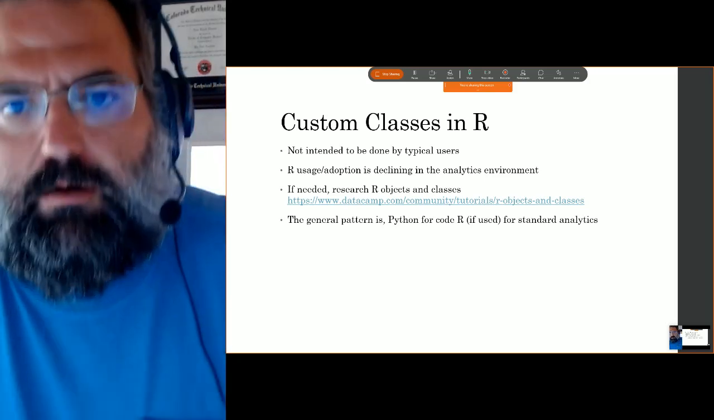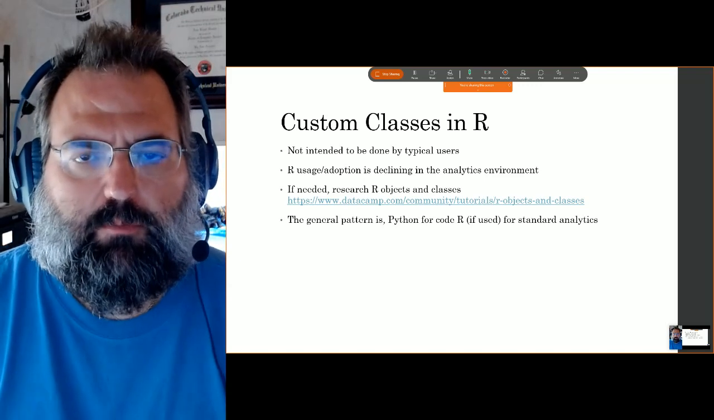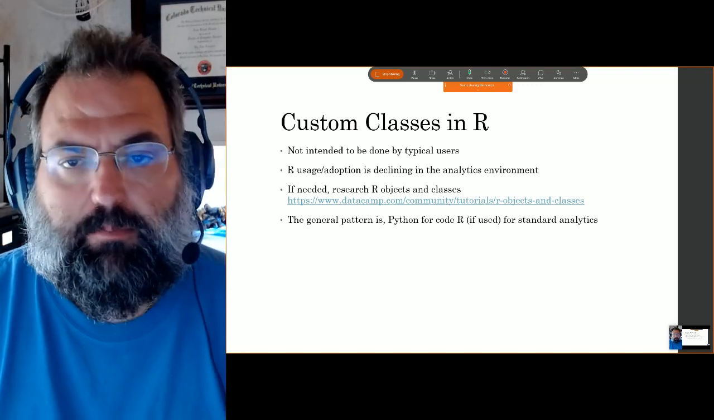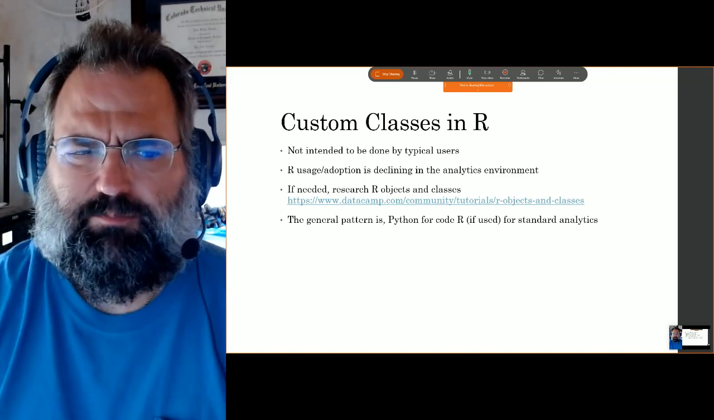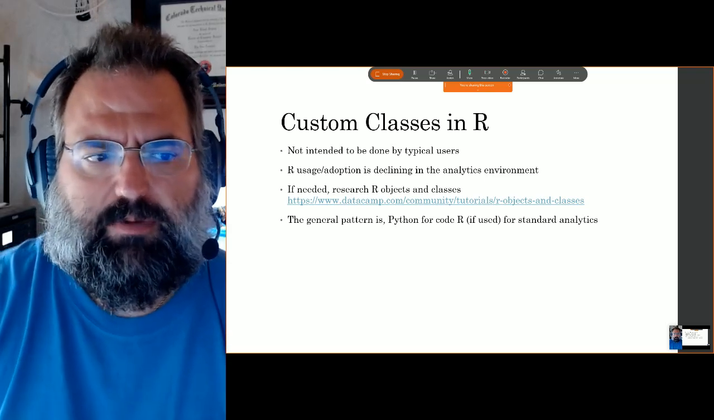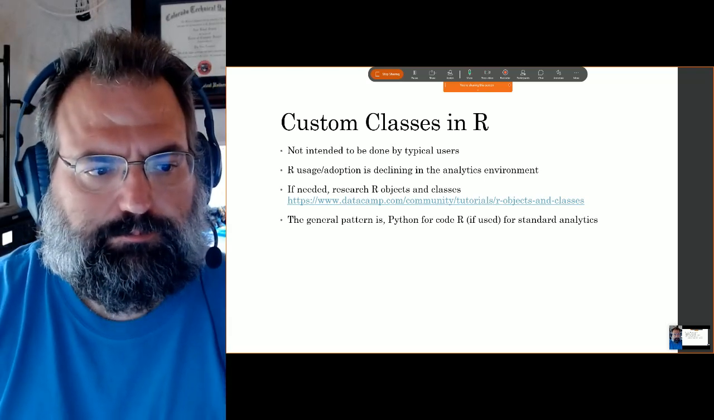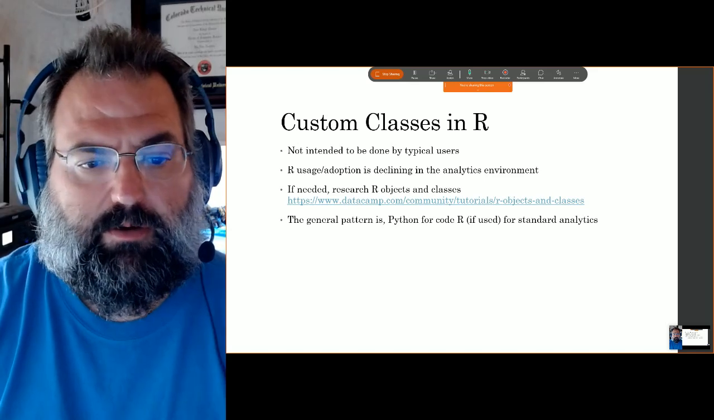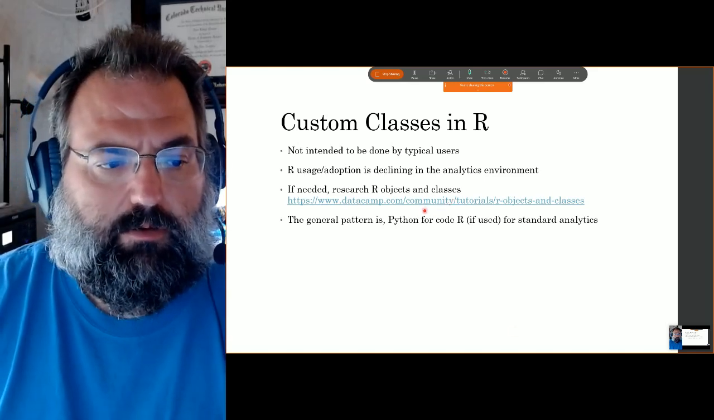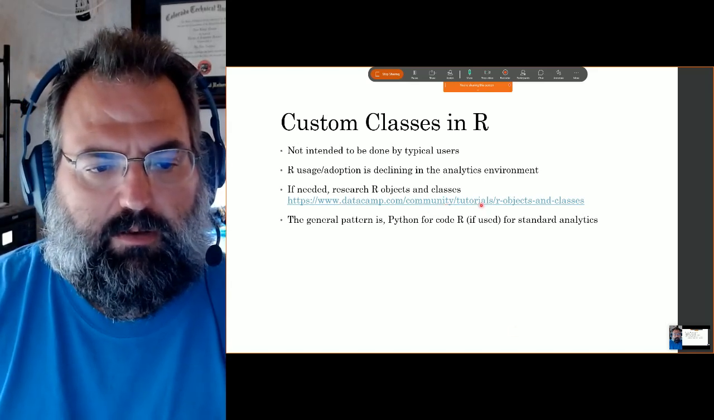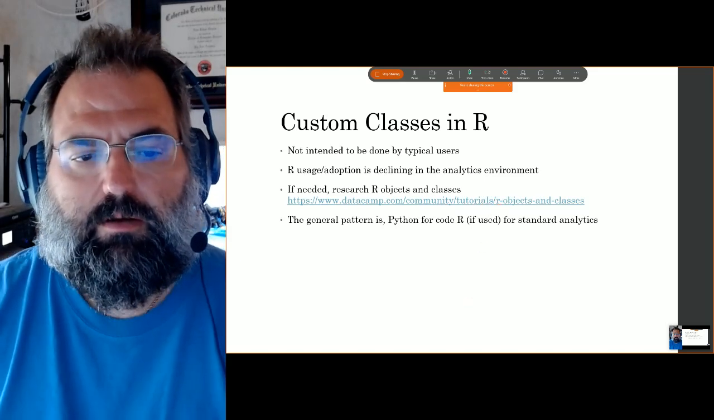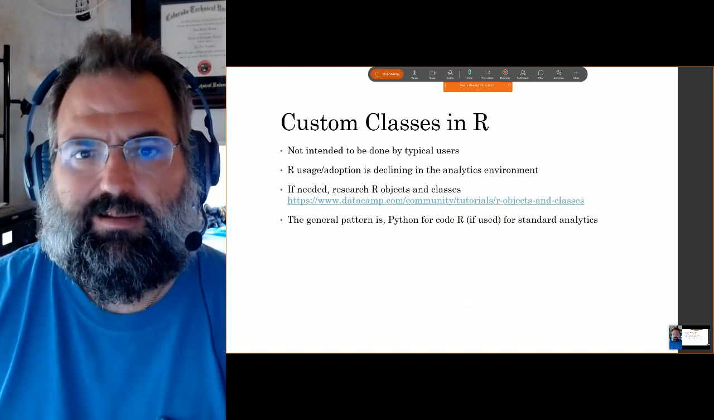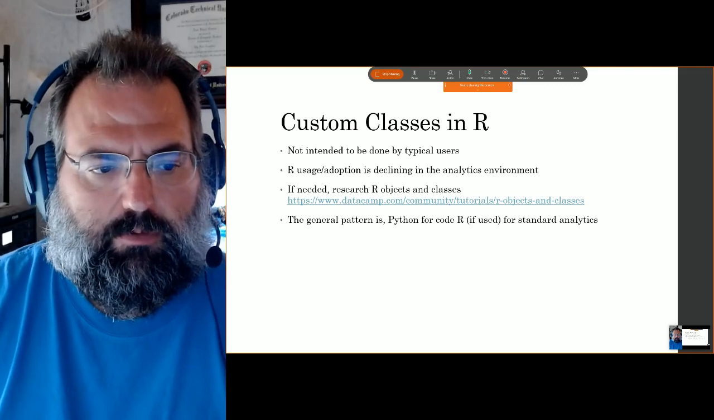Also, because R is not as prevalent as it once was, I'm making the focus on Python, not to mention learning how to write classes in R would be outside the scope of this course. But if you really want to learn how to do it, there's a link that you can go to, datacamp.com/community/tutorials, and then r-objects-and-classes. And it'll go through the things you need to use.